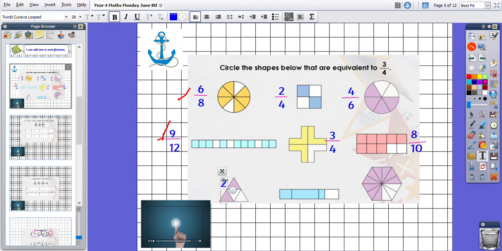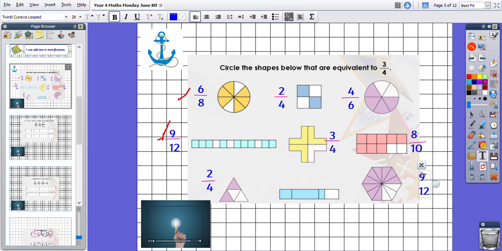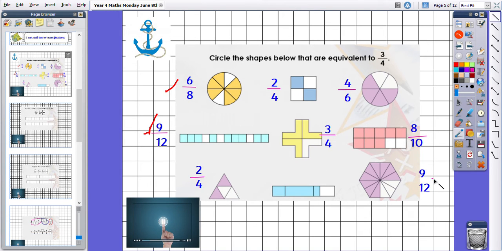And down the bottom, 2/4. 2/4 are not equivalent, they are less than 3/4. And here, 3, 6, 9, 12. 9/12 is equivalent to 3/4, so we'll give that one a tick.